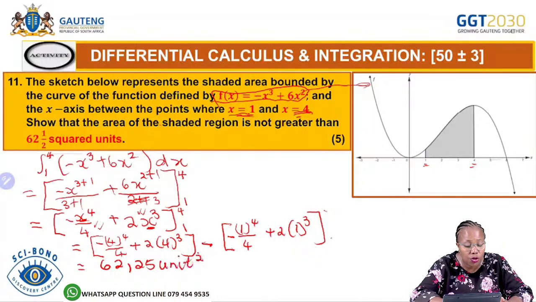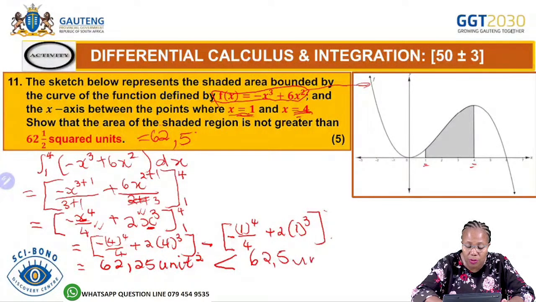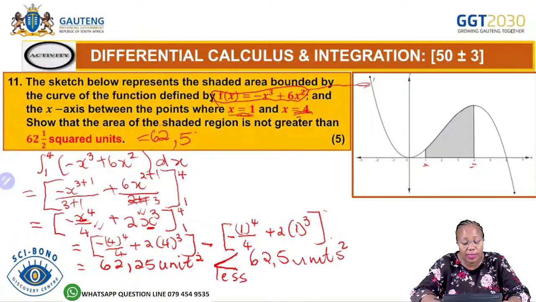Now they said show that the area of the shaded region is not greater than. Can you see now? This is 62,25. Remember this one is 62,5. Can you see this one is smaller than that one because comma 5 is half, comma 25 is a quarter. And therefore this is less than 62,5 units squared. You can write it in words or you can indicate with the less than, it's fine. Or you can write in words that it is less than what is given to us.